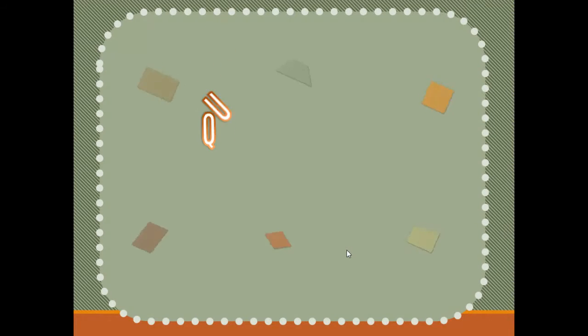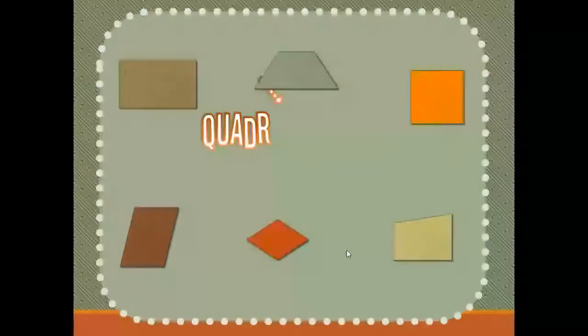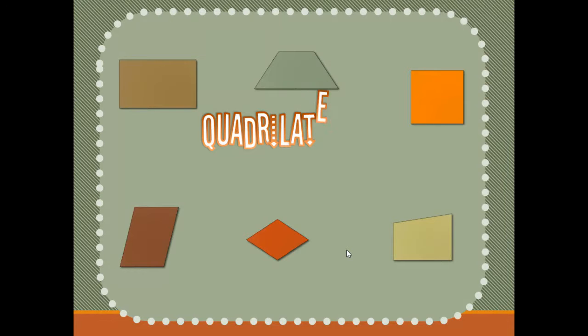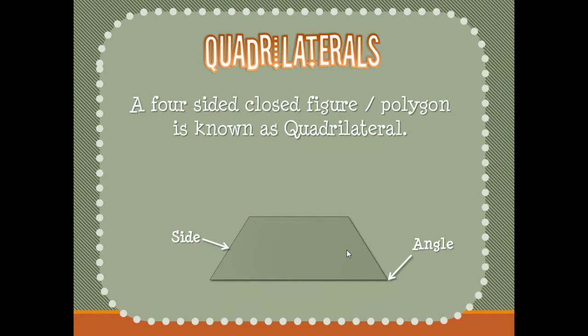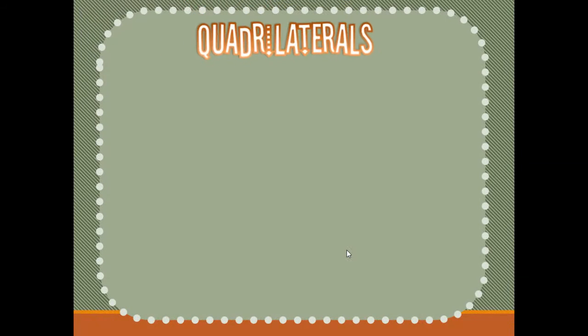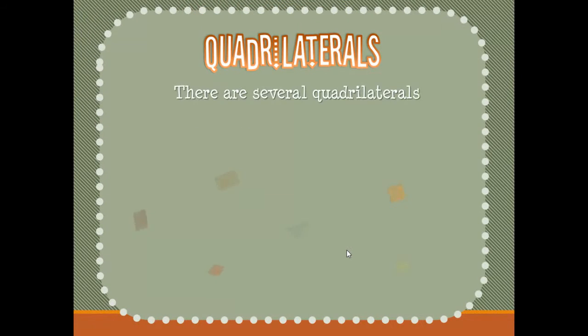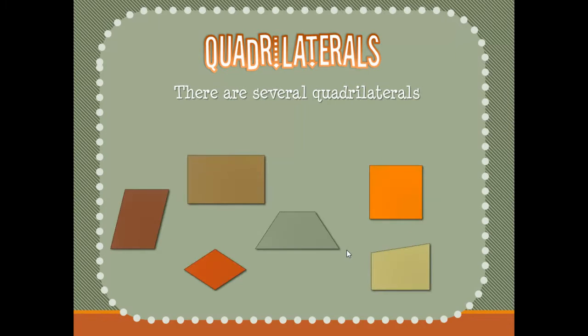In today's class, I'm going to discuss quadrilaterals. All of you have a fair idea about quadrilaterals. A four-sided closed figure is known as a quadrilateral. Okay, and you might have seen and learned about these kinds of quadrilaterals.